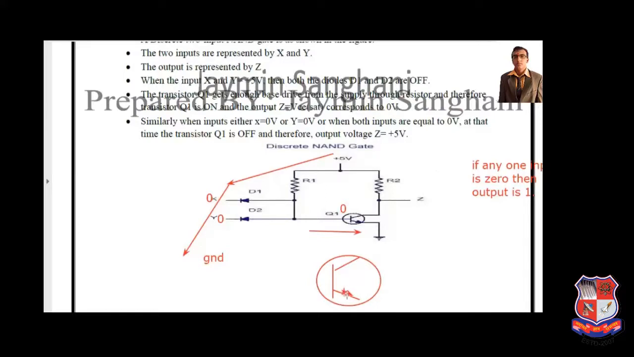It is known as emitter. And here it is known as base. Here it is known as collector. Here it is known as emitter. Try to understand this topic very carefully, because based on that logic family can be developed.